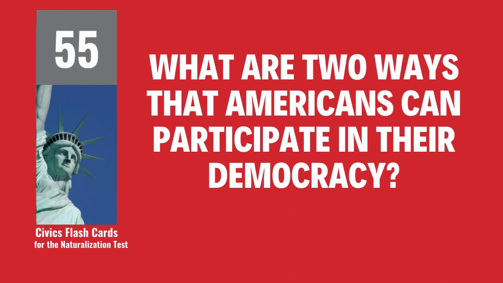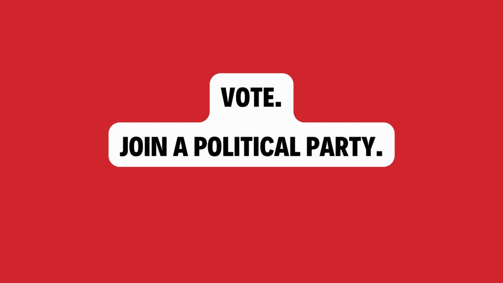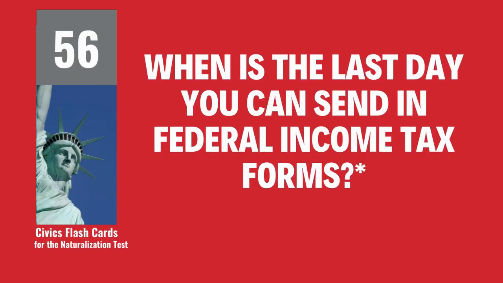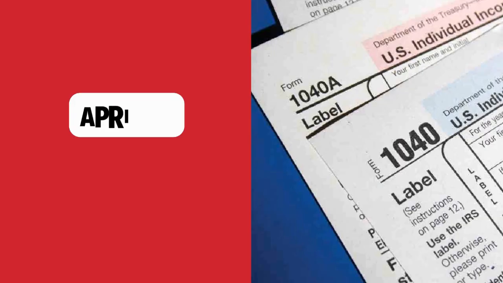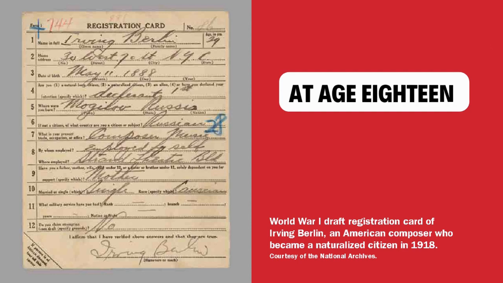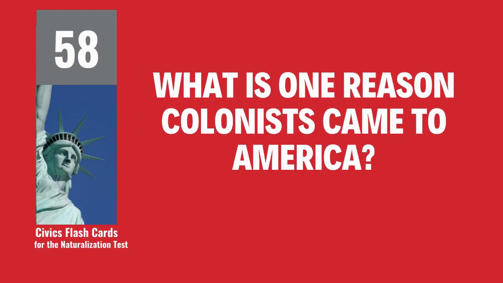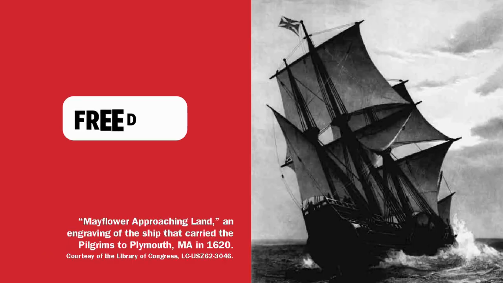What are 2 ways that Americans can participate in their democracy? Vote. Join a political party. When is the last day you can send in federal income tax forms? April 15th. When must all men register for the Selective Service? At age 18. What is one reason colonists came to America? Freedom.